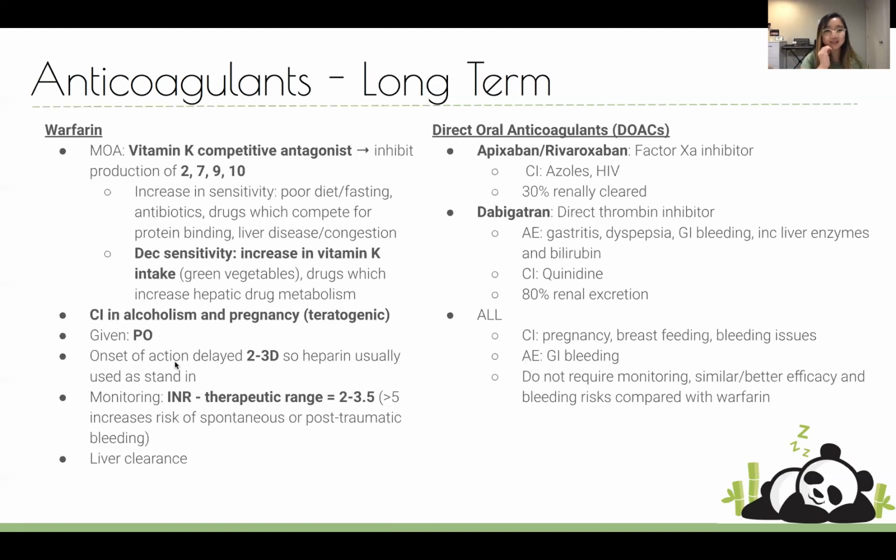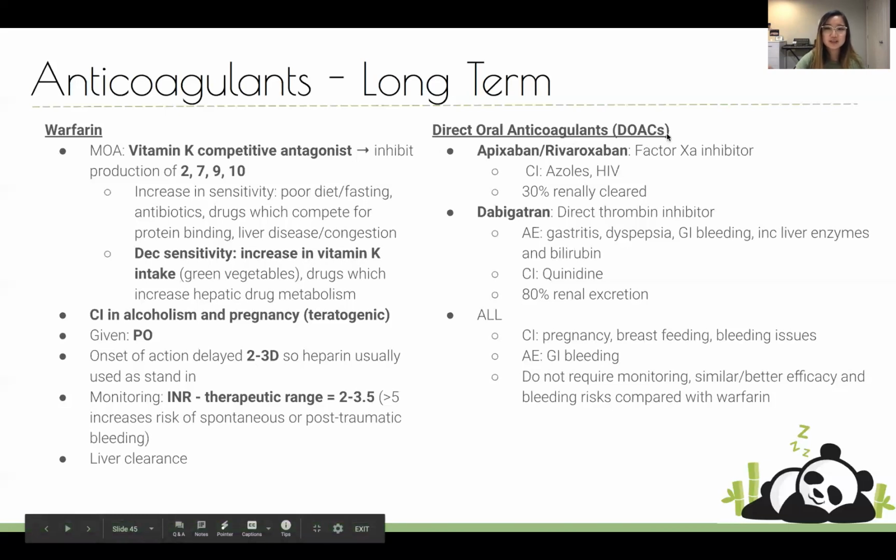And then there's a delayed onset of action. And that's quite important because in the first 2 to 3 days, instead of being anticoagulant, so instead of being anti-clots, it actually promotes clots. So what you do is use heparin as a stand-in. You give heparin until you know that the INR is right, and then you give warfarin. And you can monitor it via the INR. The INR is basically just a modified prothrombin time, so PT. And then it's liver clearance.